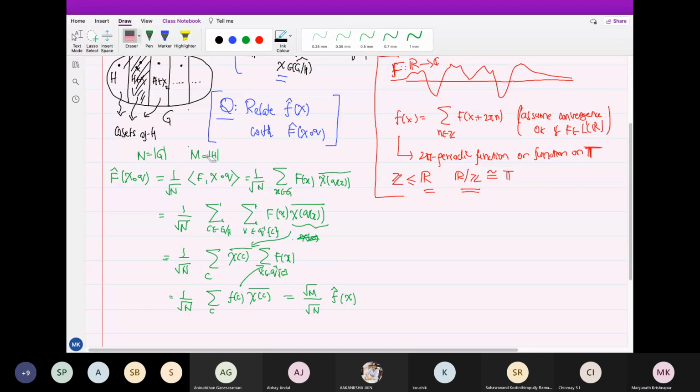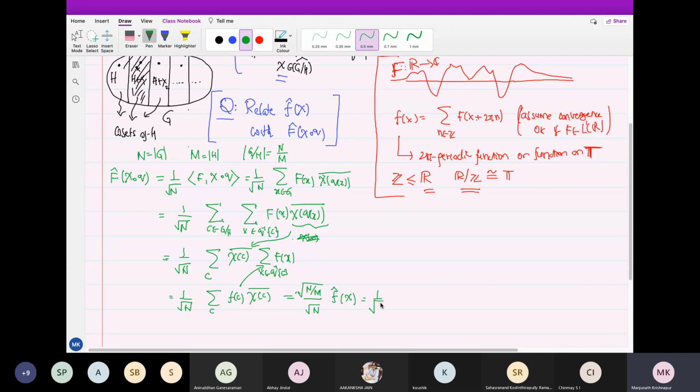Right. Okay. So if I use the G mod H, sorry, this was wrong. Here I should have got what? Actually, I should have got the square root of the size of G mod H, which is n over m. So it is square root of n over m which comes here, which is okay.